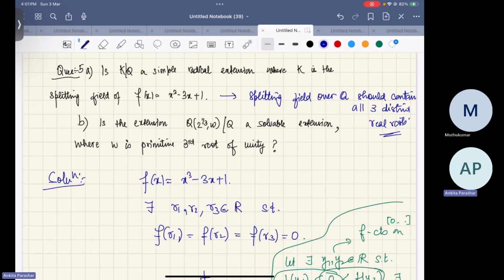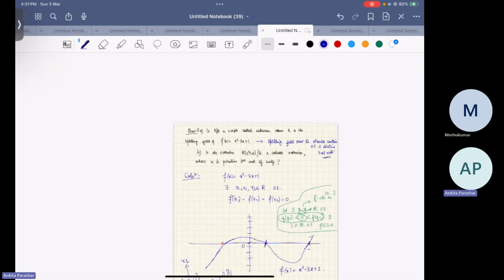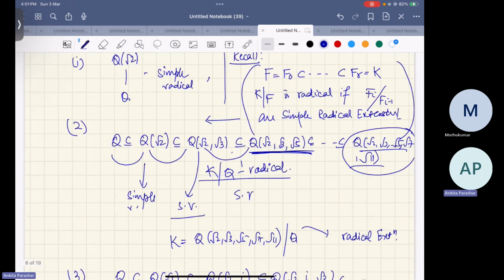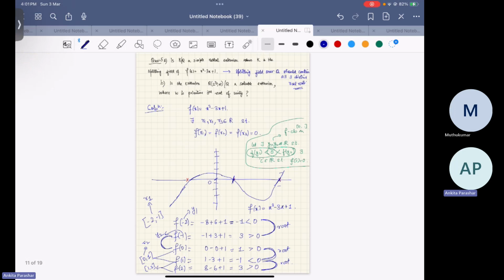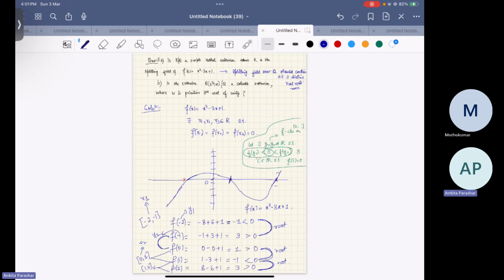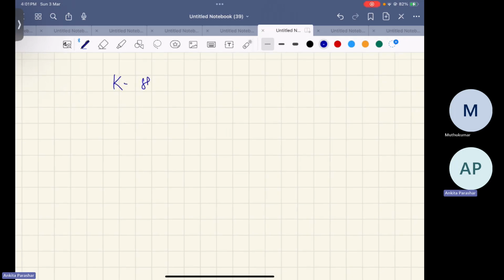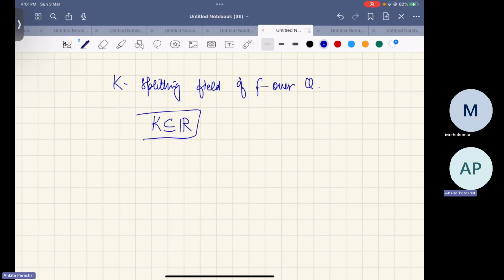So notice this real is very important. Recall the previous result, Q(root 2, root 3). It's a degree 4 extension, but it is a real extension. Now again we have something similar. Let's say K is the splitting field of f. That is also real now. Why? Because all your roots are real.